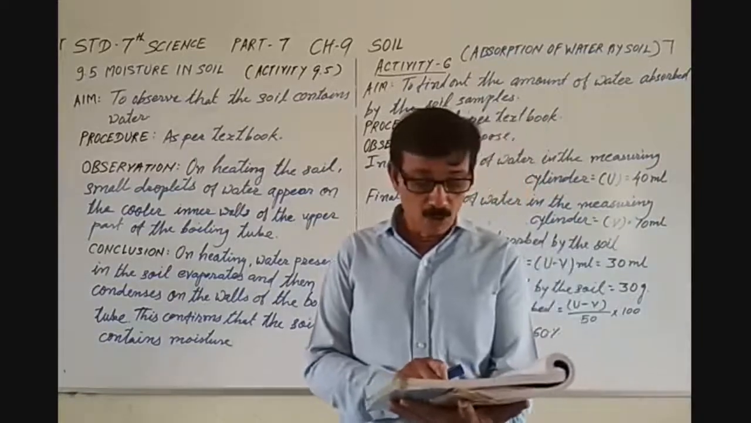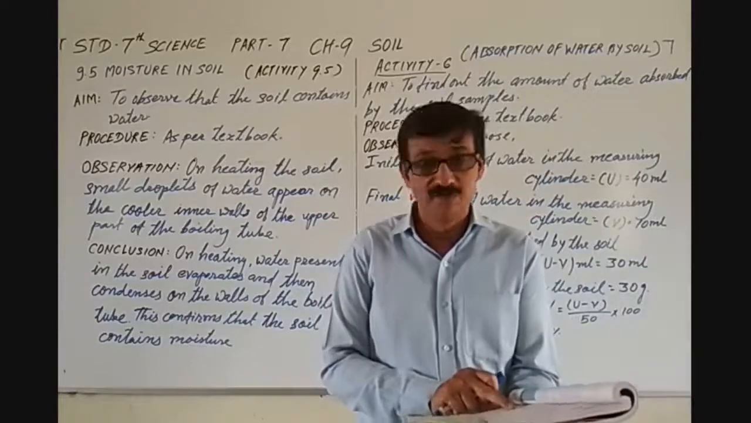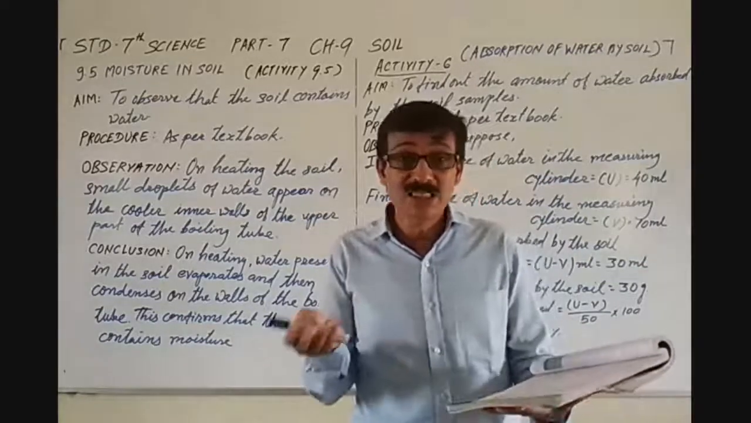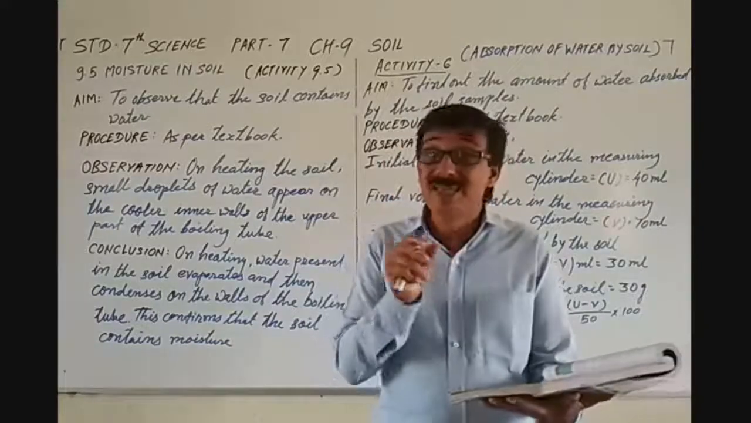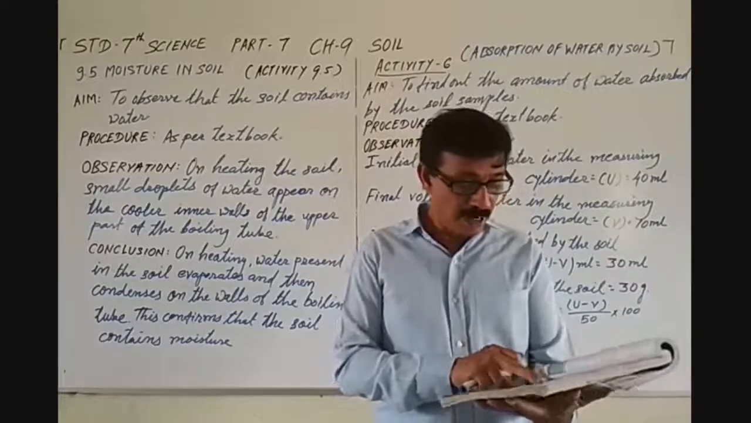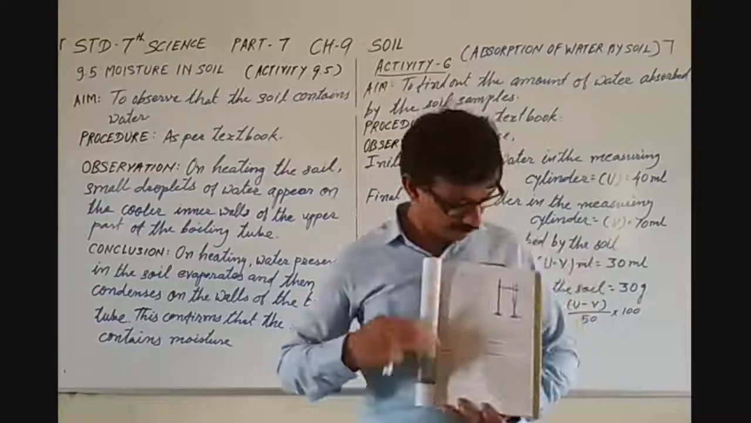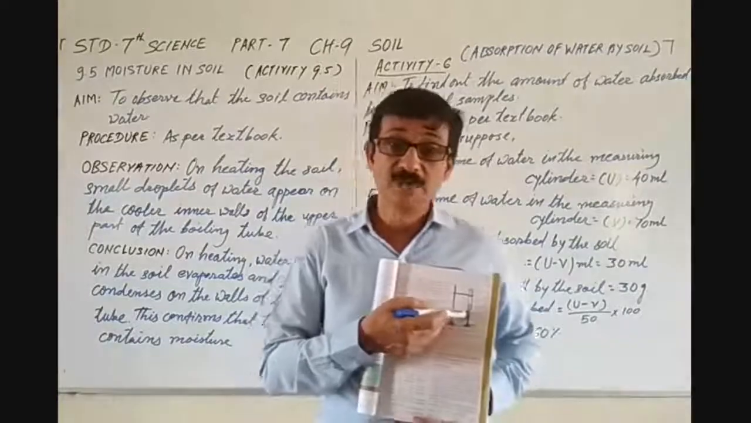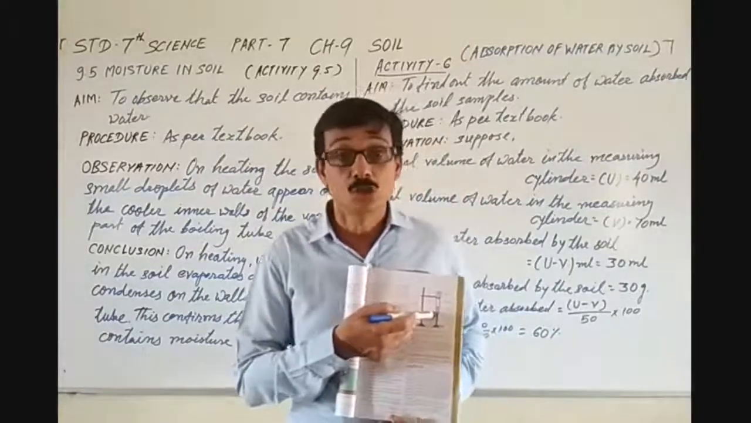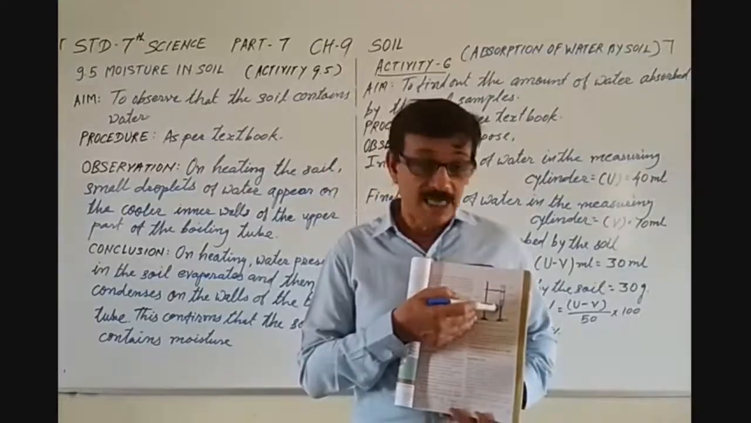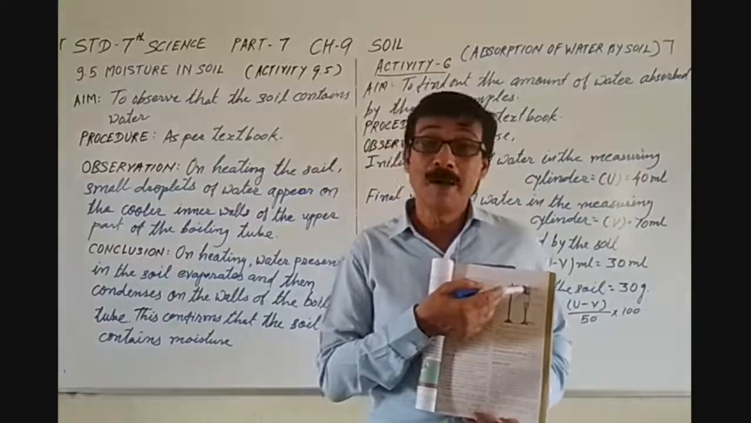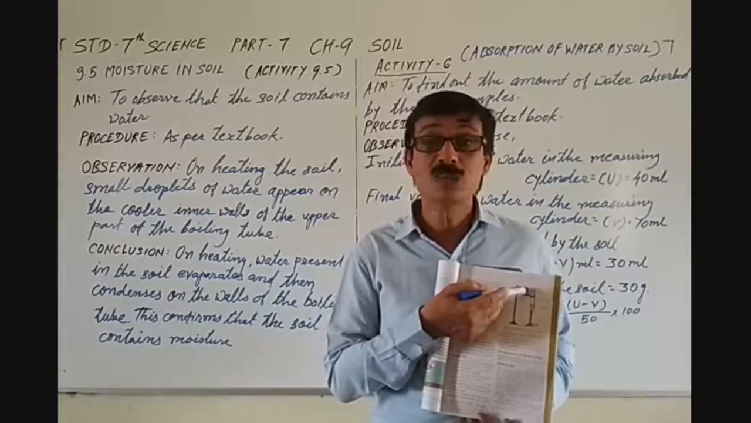On heating, water in the soil evaporates, we know that, moves up and condenses on the cooler inner walls of the upper part of the boiling tube. You can see we are heating this, and on heating the water available in the soil evaporates, and what happens? It condenses over here somewhere on the inner part of the tube, which is cooler.